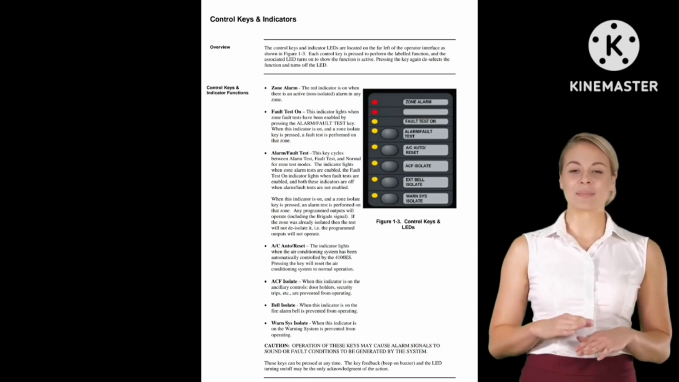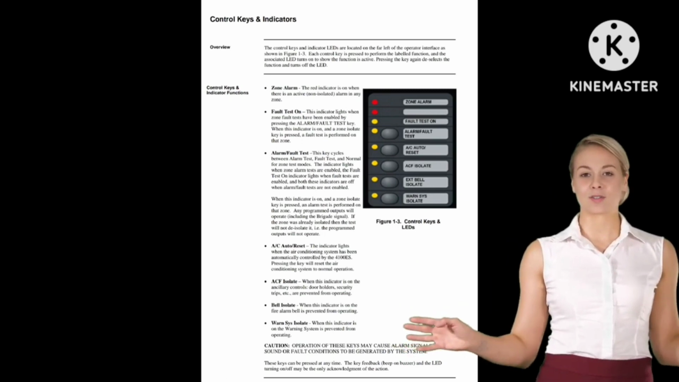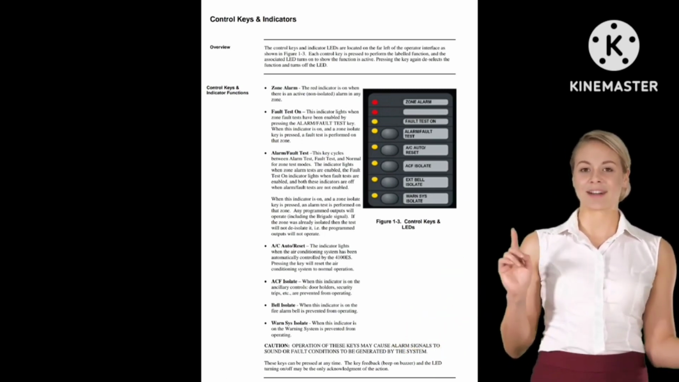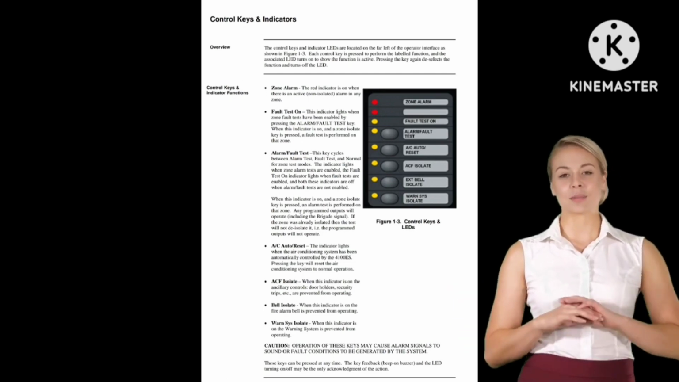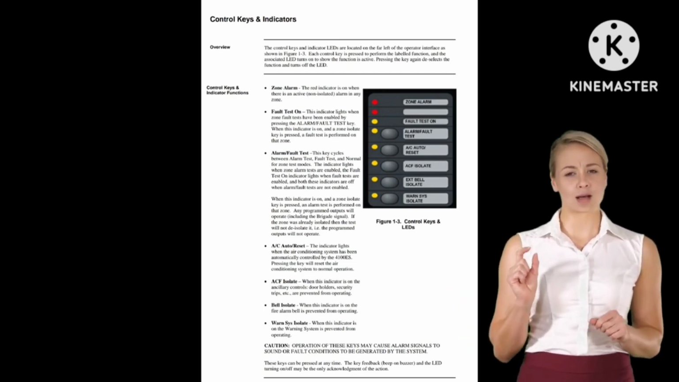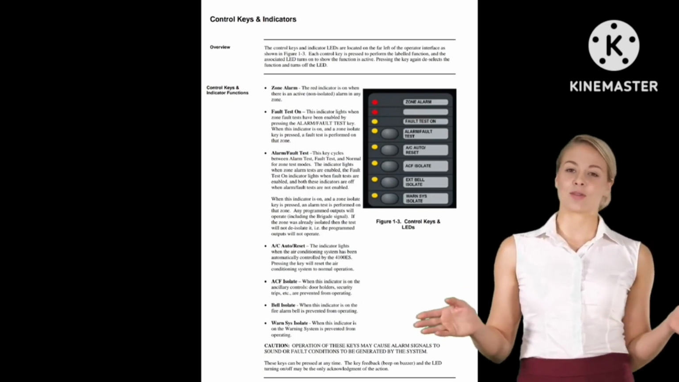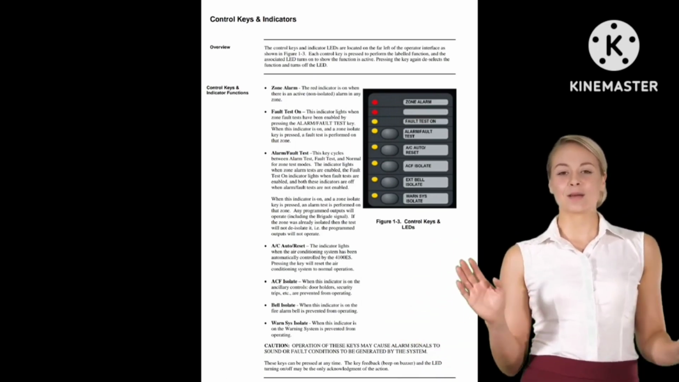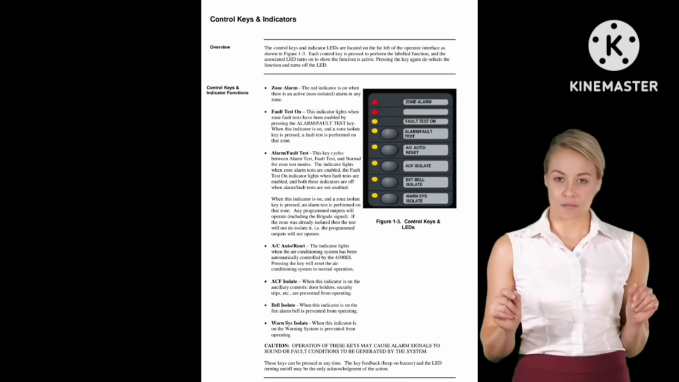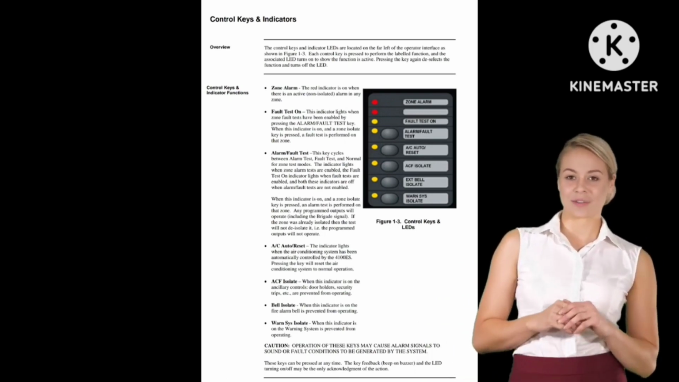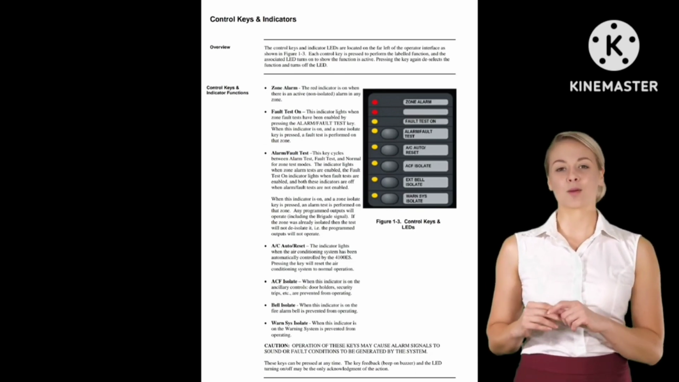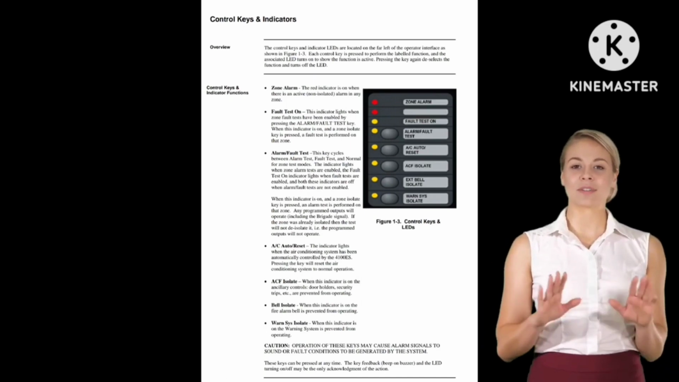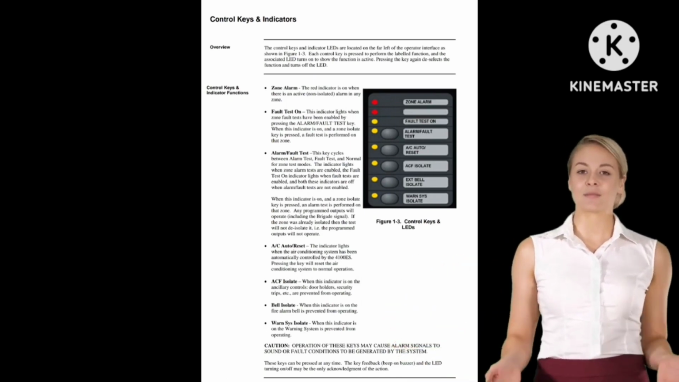Auto reset: the indicator lights when the air conditioning system has been automatically controlled by the 100S. Pressing the key will reset the air conditioning system to normal operation. Isolate: when this indicator is on, the ancillary controls, door holders, security trips, etc., are prevented from operating. Bell isolate: when this indicator is on, the fire alarm bell is prevented from operating. Warn SYS isolate: when this indicator is on, the warning system is prevented from operating.